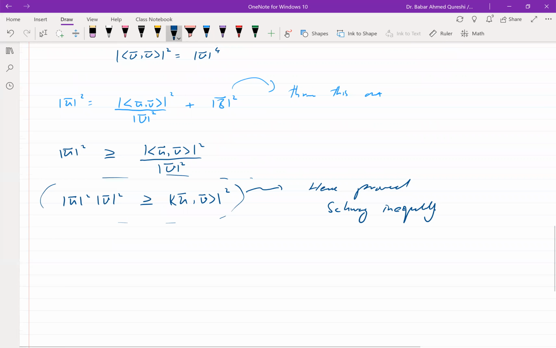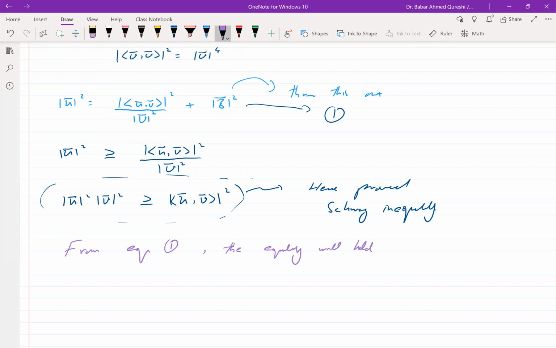And also, if I come back to this equation, let's call it equation 1. From equation 1, the equality will hold. I threw something positive away if that something is actually 0. It holds if the length of vector z is 0. But that would mean only the 0 vector has 0 length. So z is 0. This vector is the 0 vector.